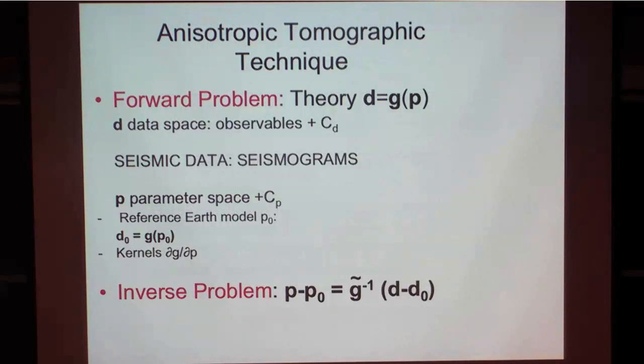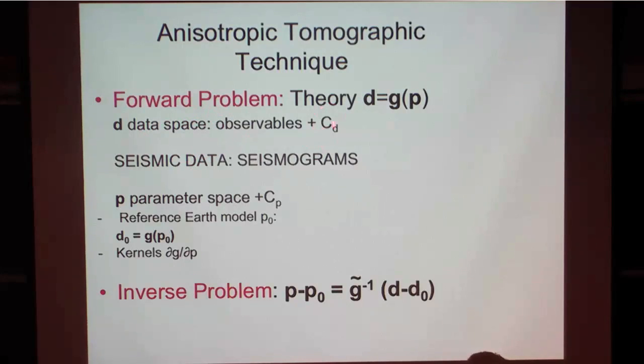Okay, so as I told you, we have to design a complete anisotropic tomographic technique, and when we want to make tomography, we have to solve two problems. The forward problem, it means that we have to relate the data space to the parameter space, and I will define what a data space is. Basically, it is the space of seismograms and seismic data.